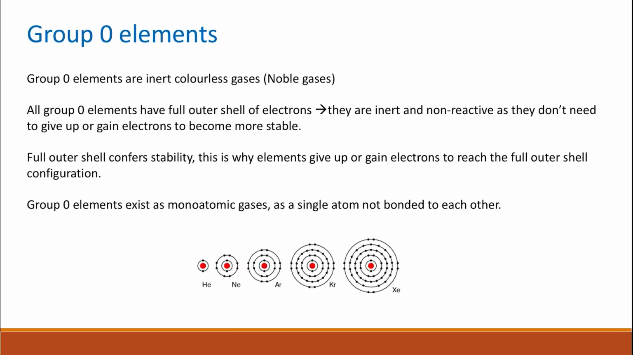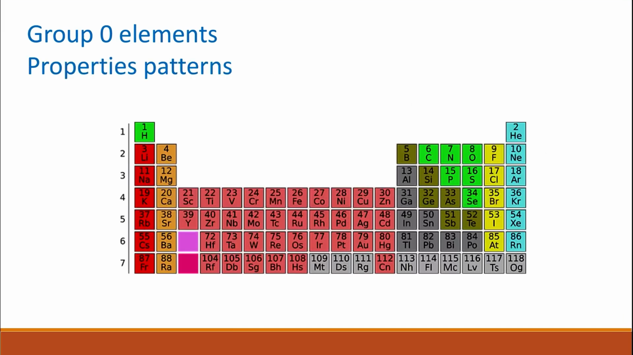The group 0 elements or the noble gases are the group of elements that we can find on the right-hand side of the periodic table. They have a full outer shell of electrons, and because they have a full outer shell of electrons, they are inert, they are non-reactive, because they cannot gain or lose electrons because they are stable.